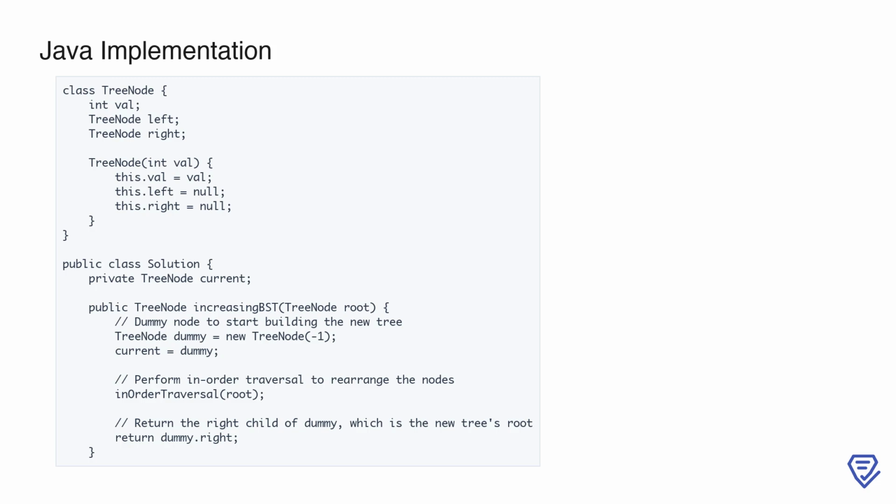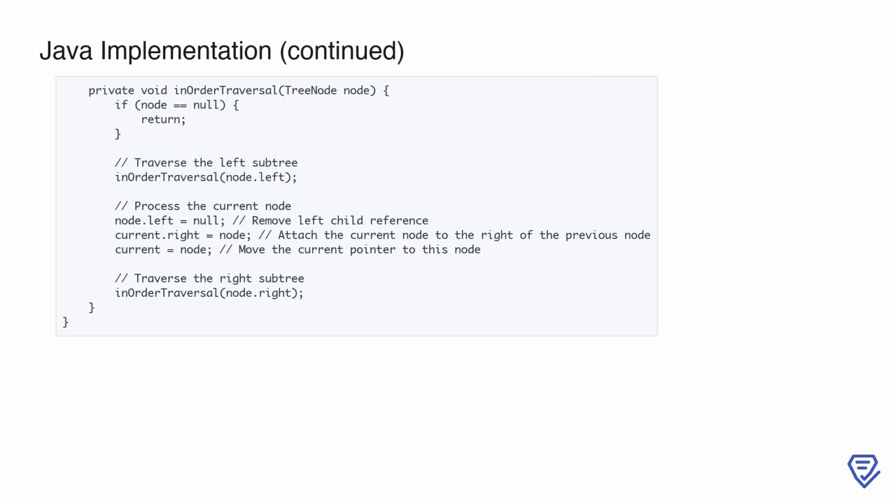This traversal ensures that we visit nodes in sorted order, as required for the increasing order search tree. Finally, once the traversal is complete, we return dummy.right, which points to the root of the newly constructed tree. The in-order traversal method implements the in-order traversal logic.